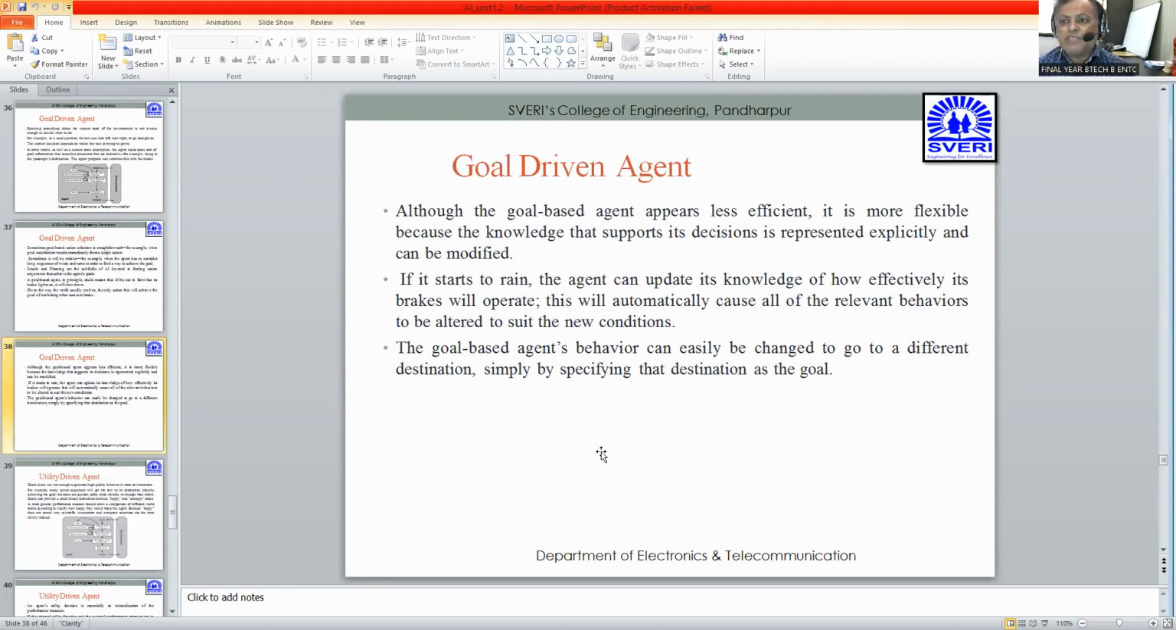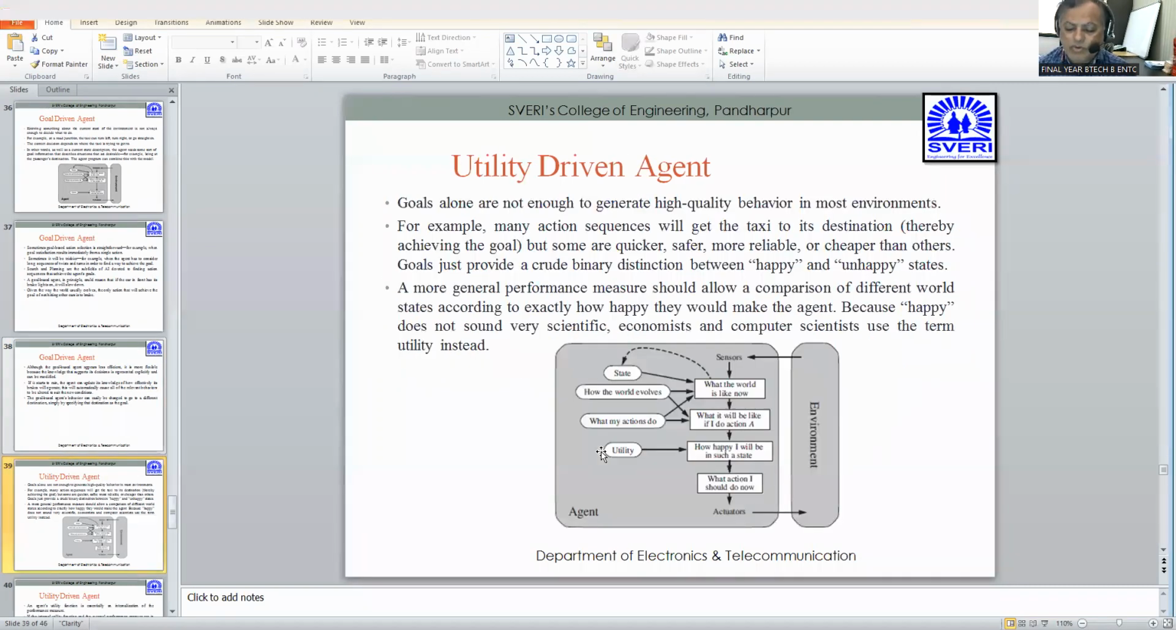So it could be changed. The flexibility is very good in case of goal-driven agent, but it is a little bit less efficient as compared to the other agents. This is all about goal-driven agent. So I hope you have understood.